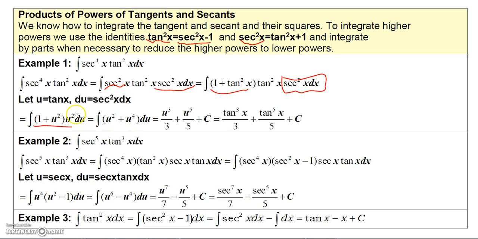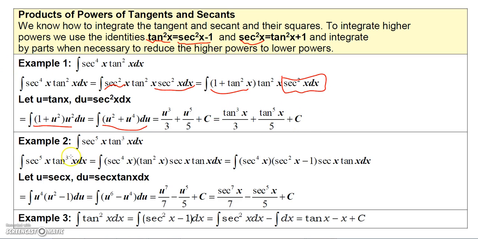And then I can distribute the u squared through here, and I get u squared plus u to the fourth du. Then I can integrate these with the power rule, so I get u cubed over 3 plus u to the fifth over 5 plus a constant. And in the last step, go ahead and replace u with tangent x, and I get tangent cubed x over 3 plus tangent to the fifth x over 5 plus a constant.